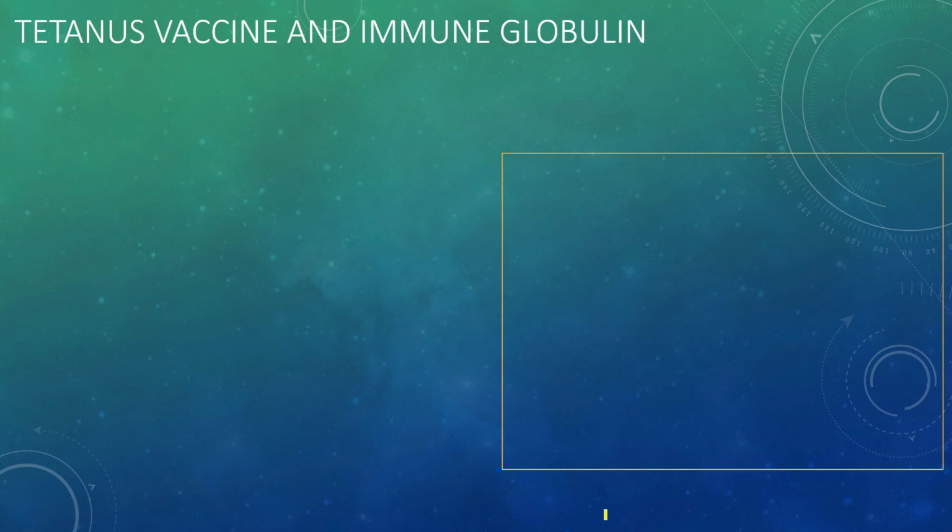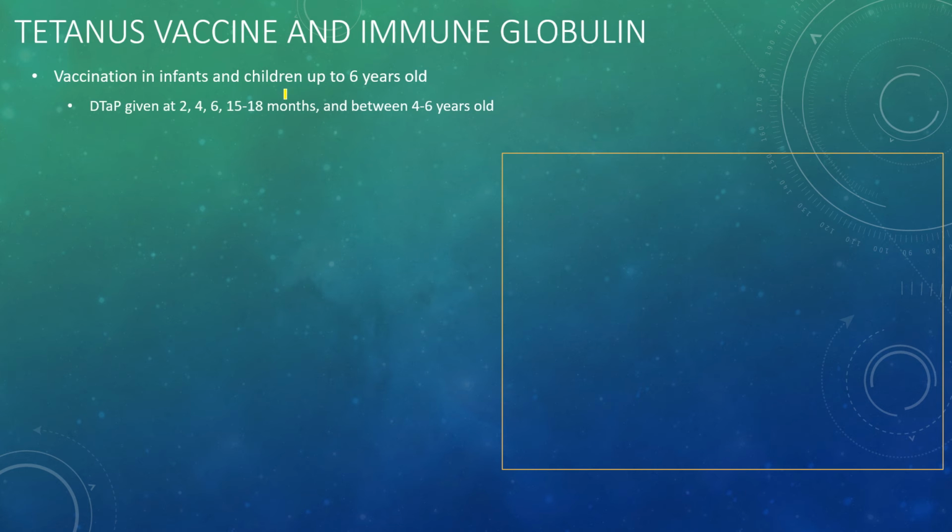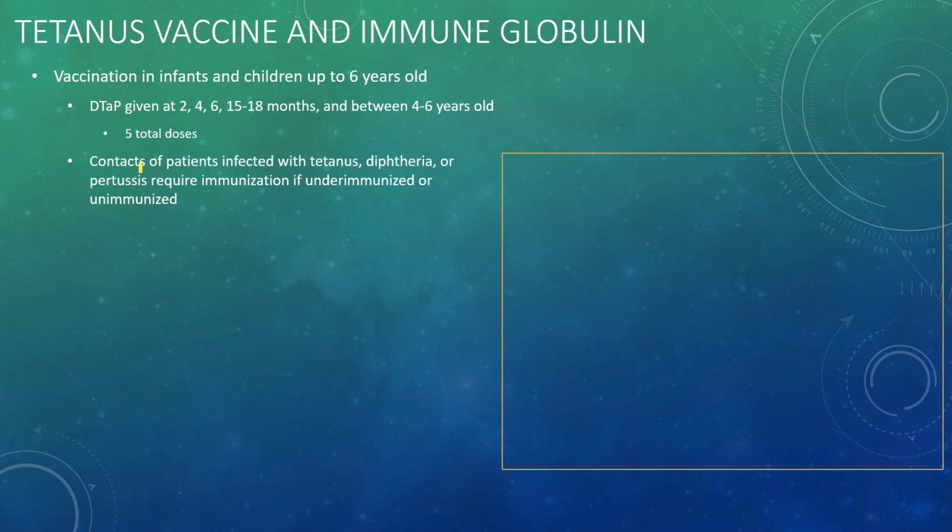So now we'll talk about tetanus vaccine and immune globulin. So vaccination, remember we're always going to be hitting vaccines here because those are very high yield topics. Vaccinations are given to infants and children up to 6 years old. And they're given at these different intervals, which you don't need to memorize. Remember, DT means diphtheria, tetanus, acellular pertussis. You don't need to memorize these. Just know that they're given to infants and children in 5 total doses.